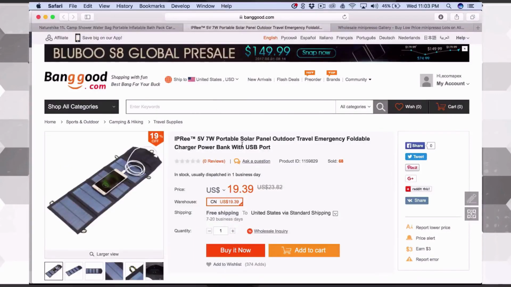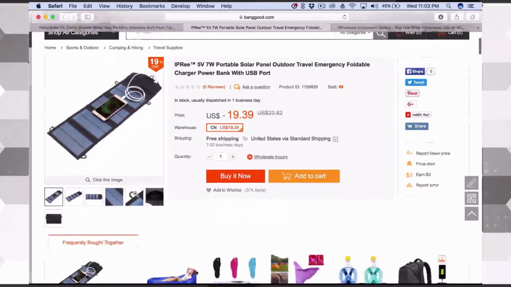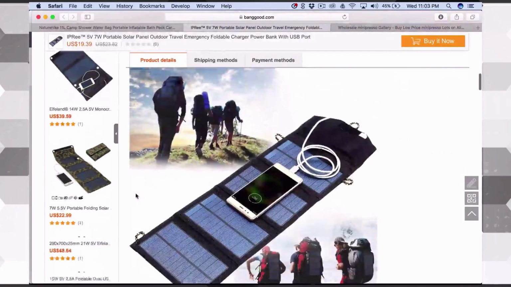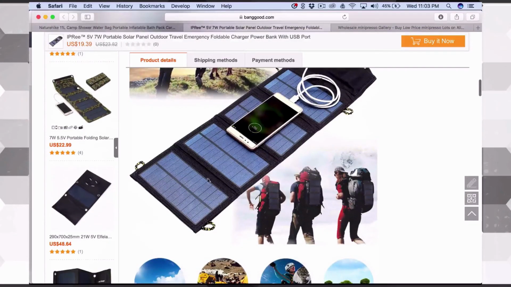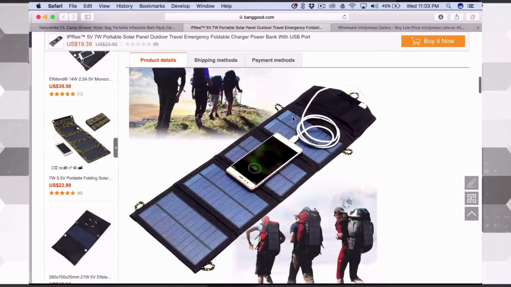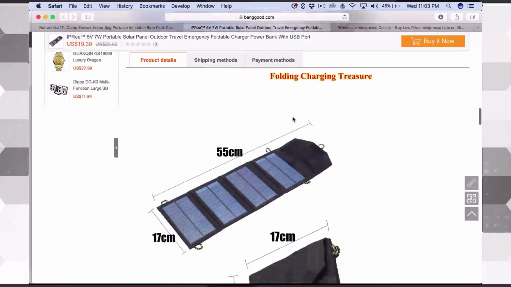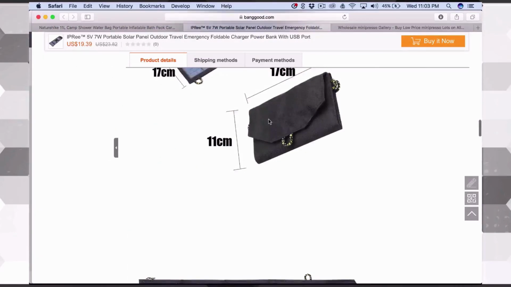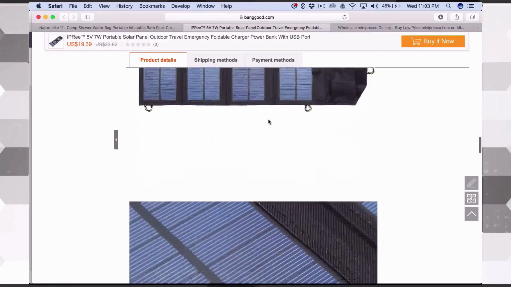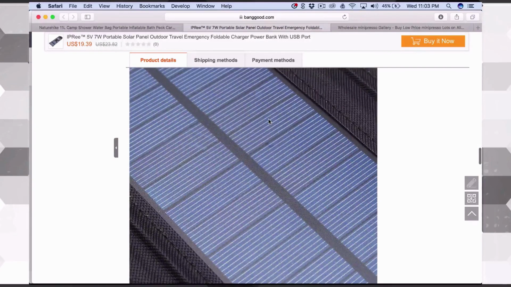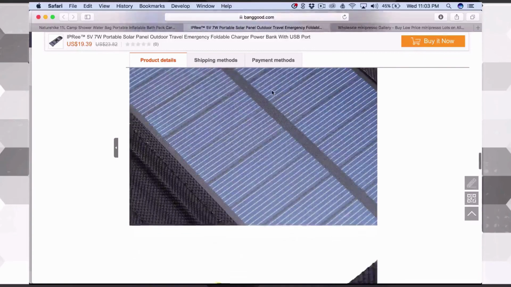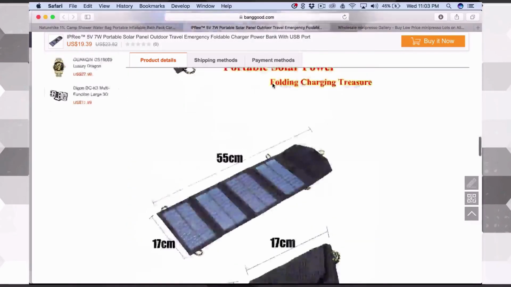Alright, so this product here is a portable solar panel outdoor travel emergency foldable charger power bank with USB port, right? So basically what it allows you to do is have some pads, 1, 2, 3, 4, that are solar rechargeable, right? So the sun can charge it up, but it's USB. So you can easily fold this up, put it in your pocket, put it in your bag, and go on your way. And if you want to stop, have a picnic or just stop for a rest, you can put it out and have your phone charging, right? Because it has a USB port.